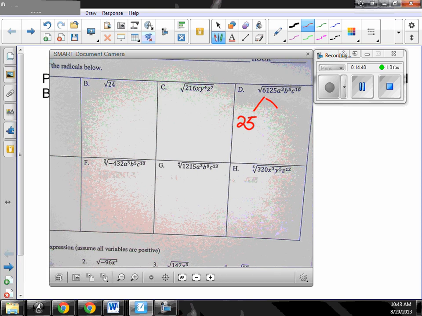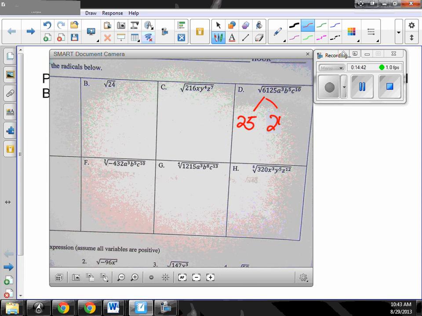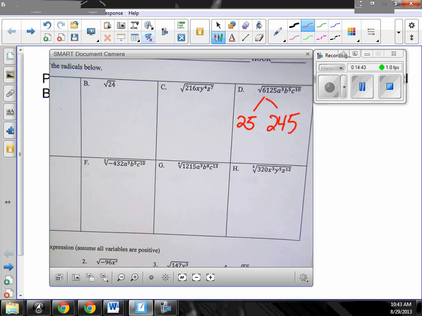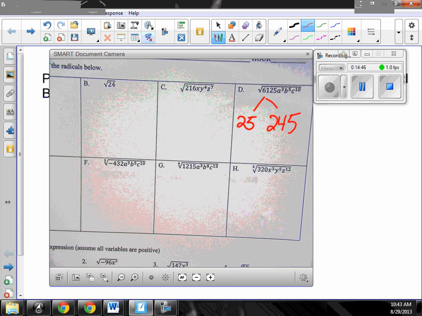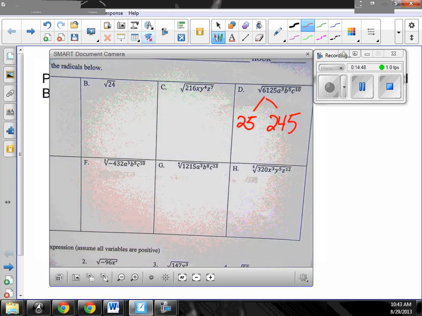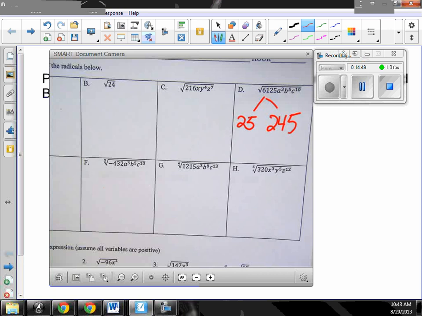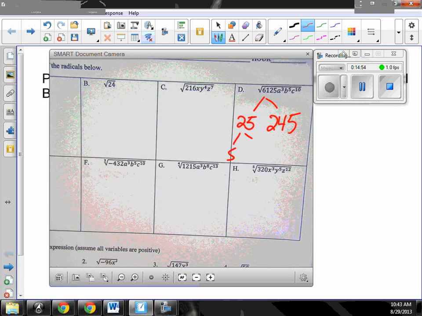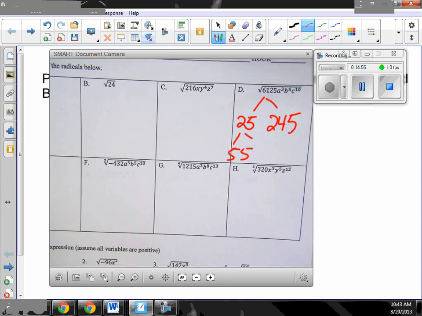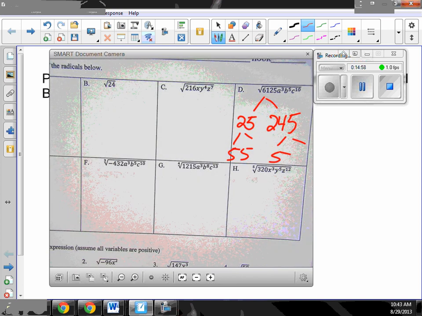245, is that right? You're not even impressed I did that in my head. That's what it is. I divided them. 5 and 5. 5 and 250 would be 50, so 49.